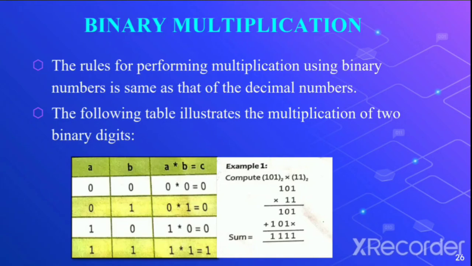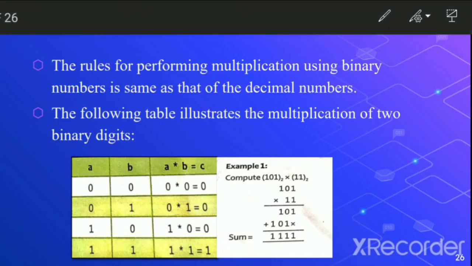The rules for performing multiplication using binary numbers are the same as we use with decimal number systems. Just have a look at the table for the rules for multiplying two binary digits. When we multiply 0 into 0 we get 0, 0 into 1 is 0. It's the same as the decimal number system. Whenever we multiply any digit with 0 we get the answer as 0. 1 into 0 is 0 and 1 into 1 is 1. So binary multiplication is quite simple.